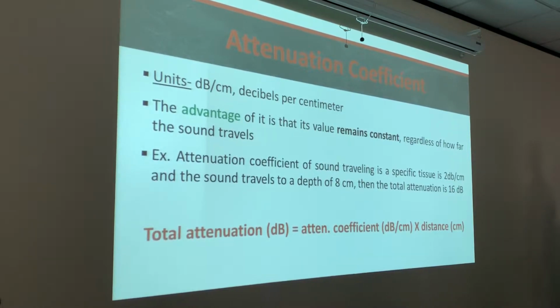Remember, key word here being, guys, specific tissue. If I'm talking about soft tissue, we're not going to use that same 2 decibels per centimeter. Is there one for specific? It is. That's why I'm specifically saying that. We're good on the attenuation coefficient in a specific tissue.